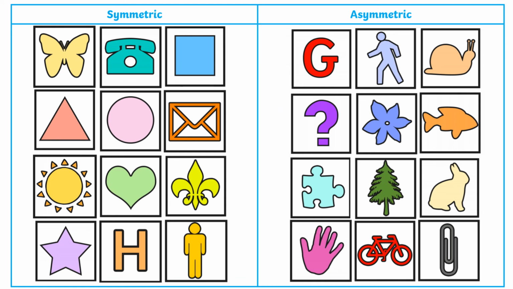Well done if you got it correct. We can see here, these pictures, these shapes are symmetrical. That means they have one or more lines of symmetry. Now their lines might be going vertically, or they might be going horizontally, or they could even be going diagonally. Now the asymmetric part of the table, not one of these pictures or shapes has any lines of symmetry. So if we were to put a mirror down the middle of these, it would not reflect a mirror line. We would not see any symmetry.